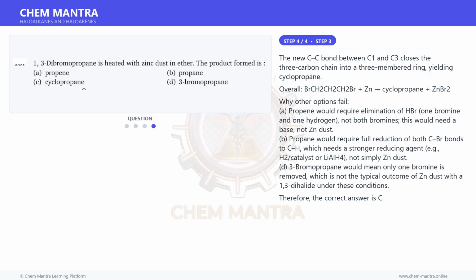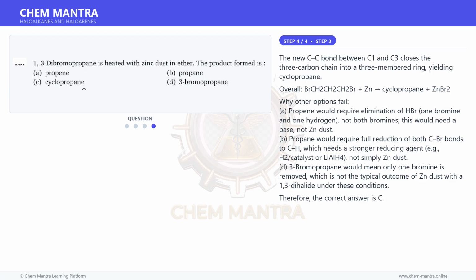And for the final step, the new C-C bond between C1 and C3 closes the 3-carbon chain into a 3-membered ring, yielding cyclopropane. Overall, BrCH2CH2CH2Br plus Zn gives cyclopropane plus ZnBr2.